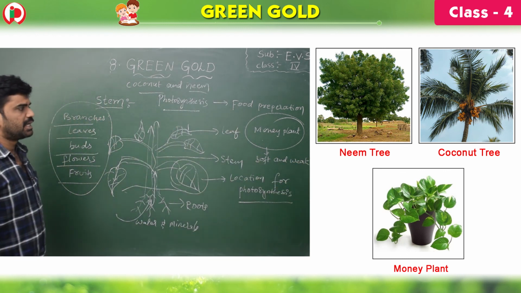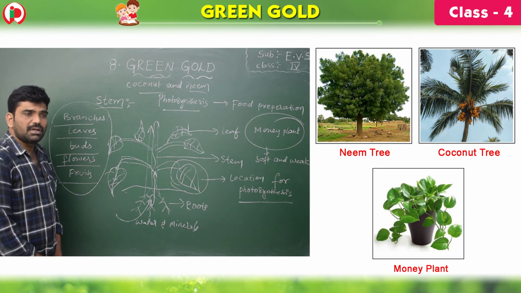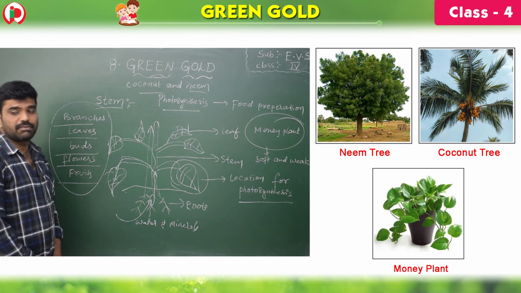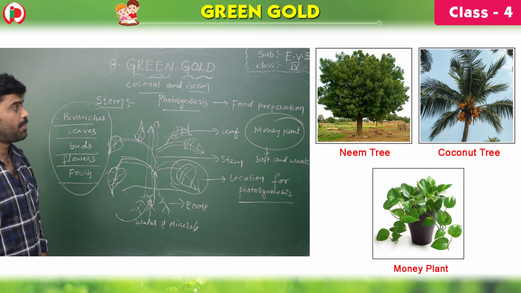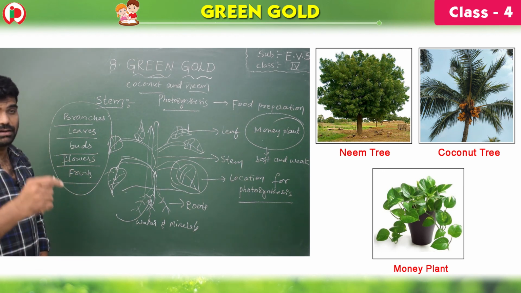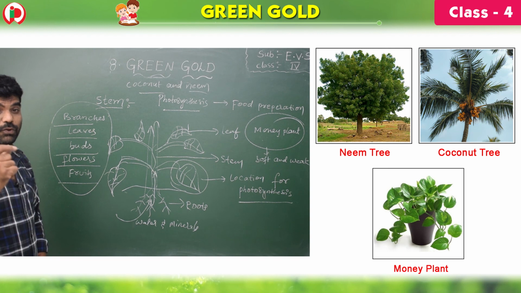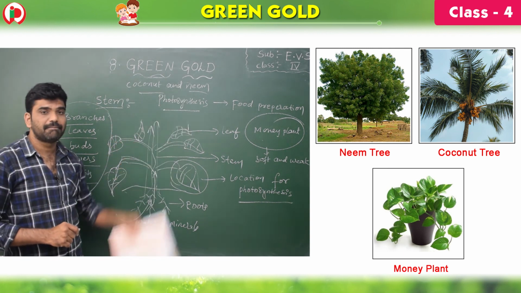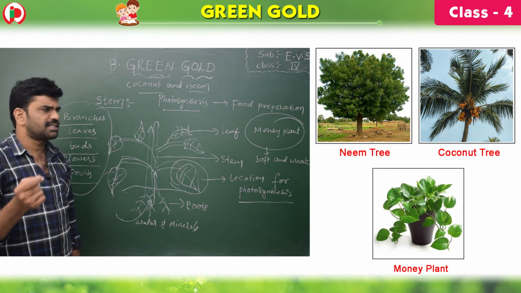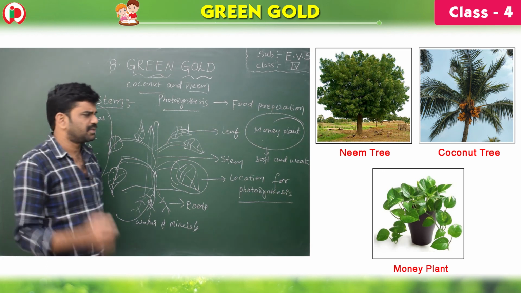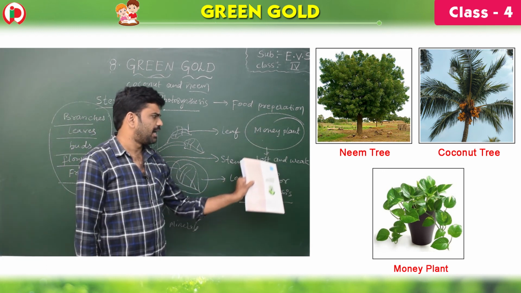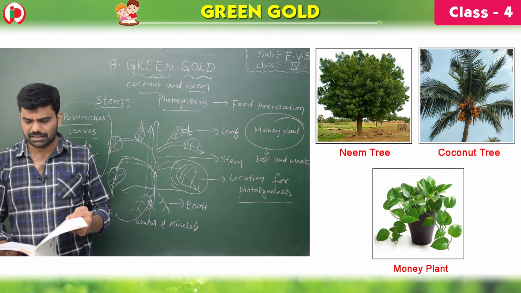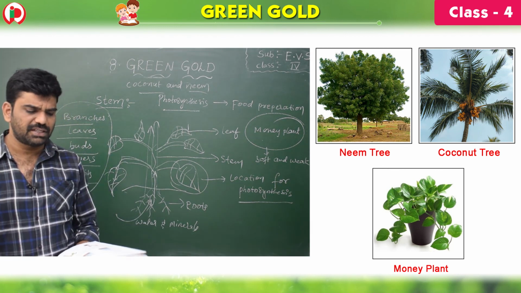Okay. So once again I repeat. Stems are of two types. First type is the stem is very hard, very strong and woody. Example is coconut and neem. Some of the plants have very weak and very soft stems. Example is money plant. Now let's go for the functions of the stem.